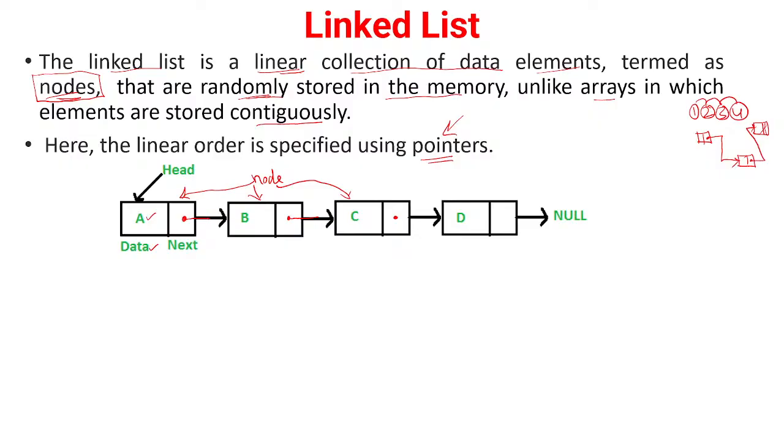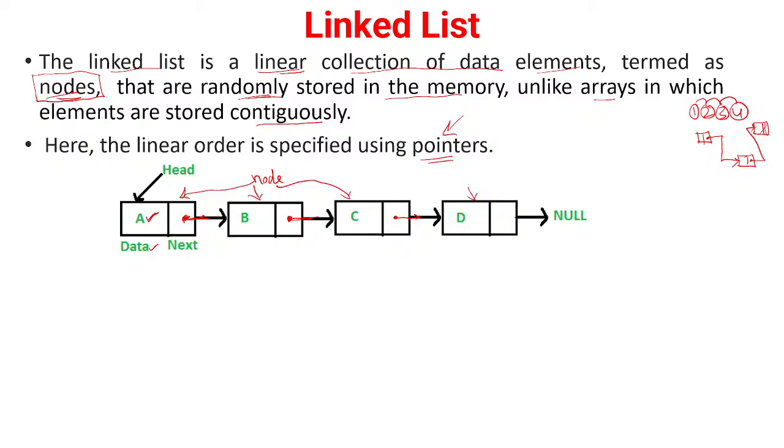So this is how the linear order is obtained with the help of these pointers. Along with the data we also store a pointer. These two combined into a single entity is called a node. Now you can see here, the address of this node, the element D node, is present here. Then the address of this node, B, is present here.